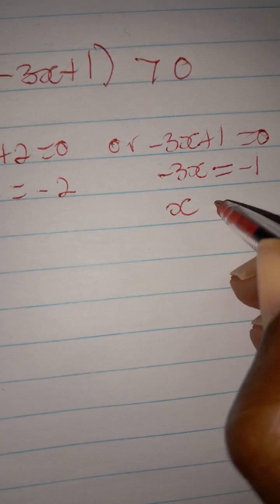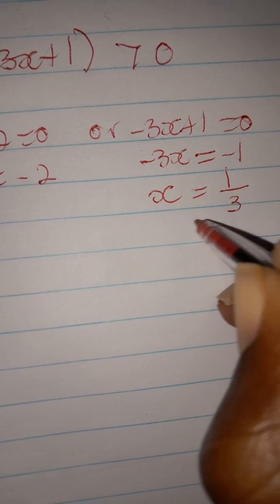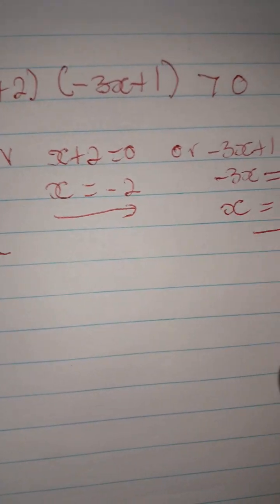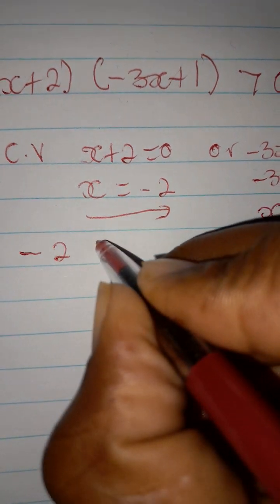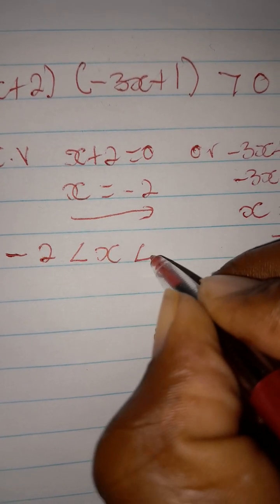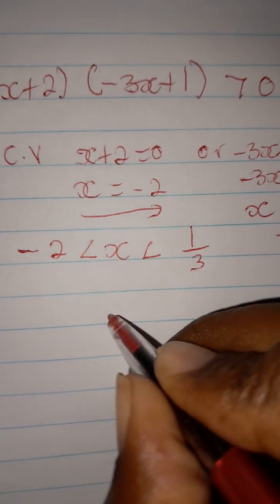All right, so we first have to find the critical values. We are going to equate everything to 0. So x is equal to negative 2, or negative 3x plus 1 is equal to 0. So we have negative 3x, take 1 to the other side, it becomes negative 2, divide everything by 3, we have 1 over 3. In terms of the inequality form, we can see these values are going below, so this will be negative 2 is less than x, but less than 1 over 3.